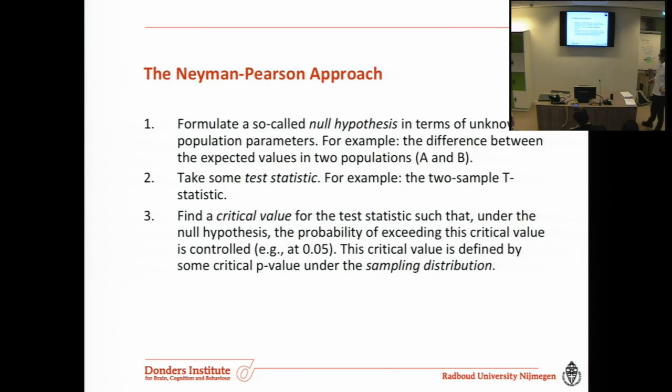Next, you find a critical value for the test statistic such that, under the null hypothesis formulated in step one, the probability of exceeding this critical value is controlled. And controlling that probability means that you can set a probability that you will not exceed under the null hypothesis. So if the null hypothesis is true, this critical value is chosen such that you will not exceed that low probability of incorrectly rejecting the null hypothesis. And this critical value, you define this by a critical p-value under the sampling distribution. This nominal alpha value can also be called a critical p-value.